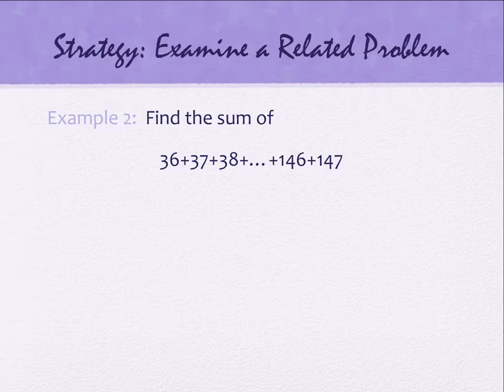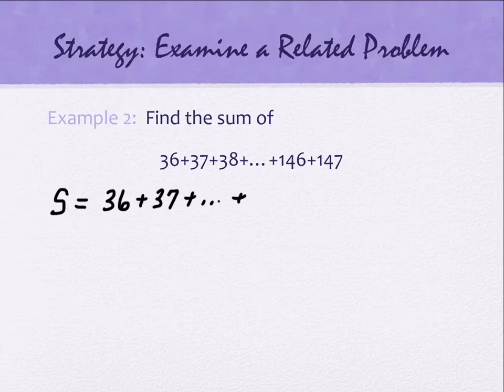This problem is related to the one we just did, right? And you guys do this problem-solving strategy all the time. It's what happens when you look back for an example in your book that looks like the one you're working with. So we're going to find the sum from 36 to 147. We're going to do it the same way that Gauss did it, though. Okay? So we're going to write down S equals 36 plus 37 plus all the way up to 146 and 147.